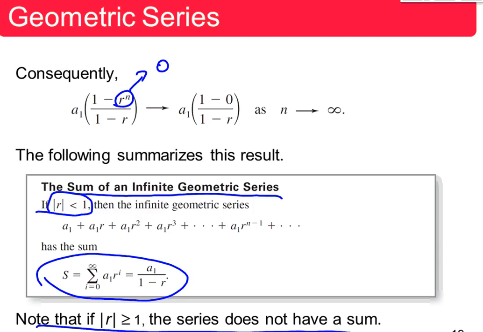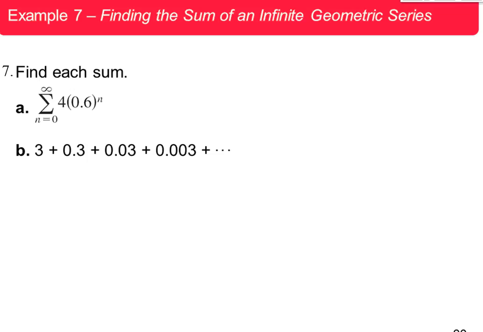And so then here's a couple that we'll find the sum for. Find the sum from n equals 0 to infinity of 4 times 0.6 to the n. And we'll just do these one at a time.